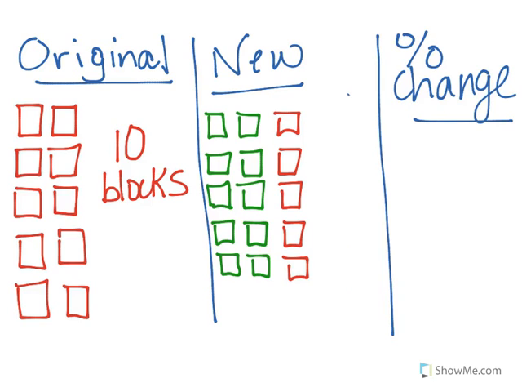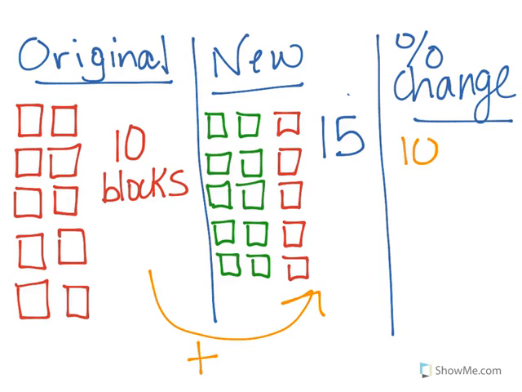Okay, ladies and gentlemen, I changed the screen a little bit to give myself more room. But let's say I started in my original column here with 10 blocks. And then I tell you that we have a new amount of blocks, which is 15. So this column has 15 blocks. So we know that there was an increase by 5 blocks. So for my percent change here, I know that I went from 10 blocks, which was my original, plus 5 more to get my 15. So what percent is that?